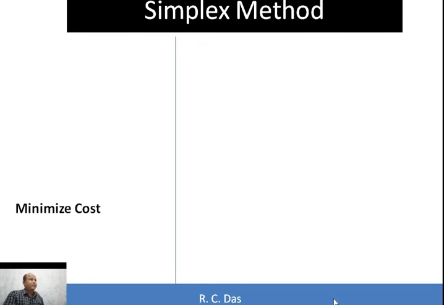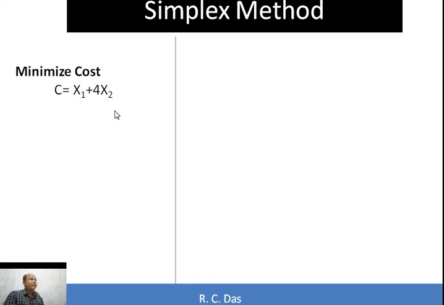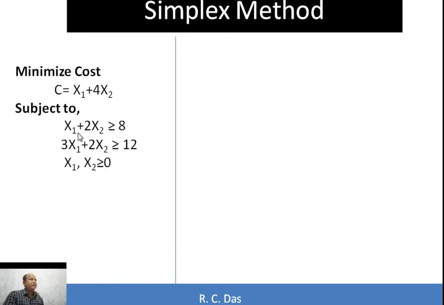Let us take an example of a minimization problem. Minimize cost C equal to x1 plus 4x2, subject to x1 plus twice x2 greater than or equal to 8, thrice x1 plus twice x2 greater than or equal to 12, x1, x2 greater than or equal to 0.